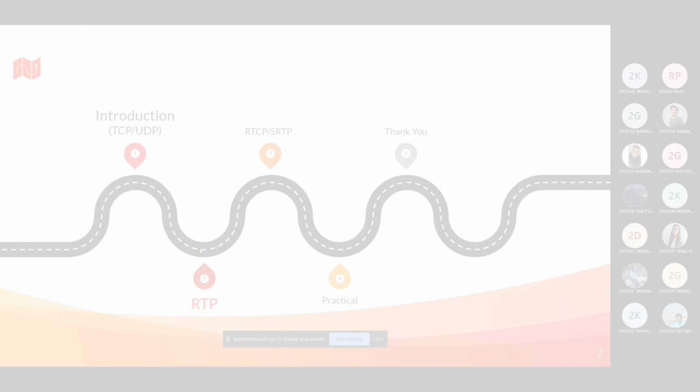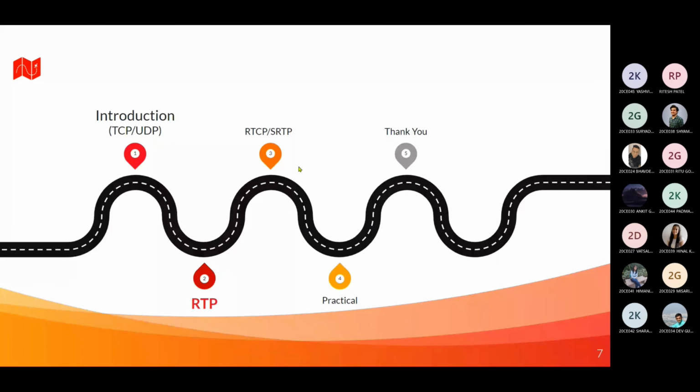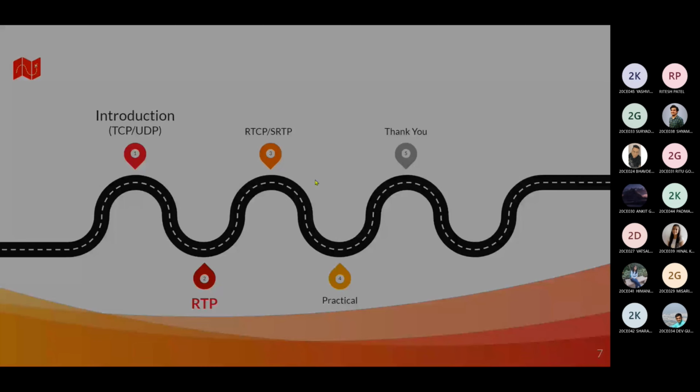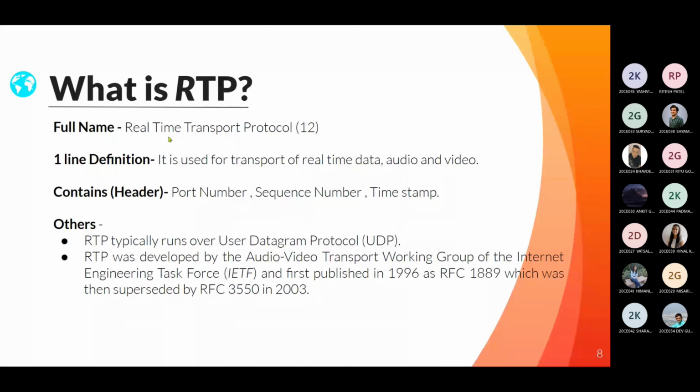Start with RTP and RTCP and so on. So what is RTP? RTP full name is Real-Time Transport Protocol. In a nutshell, it is used for transport of real-time data, audio, and video. It contains these three main parts in the header of this protocol. First is port number, a sequence number, and a timestamp.